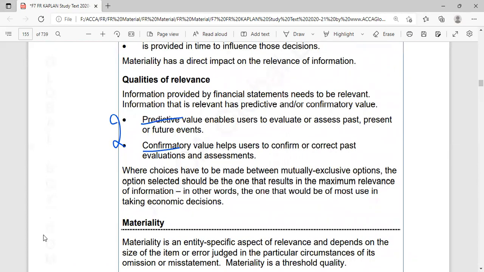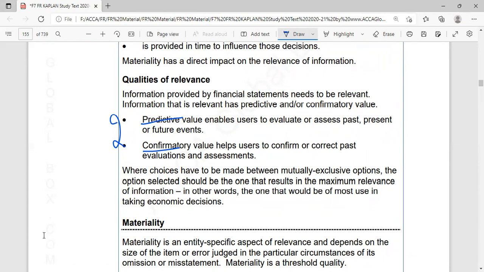So where the choice has to be made between mutually exclusive options, the option selected should be one that results in maximum relevant information. In other words, the one that would be most used in taking the economic decision. We have to select that one only.